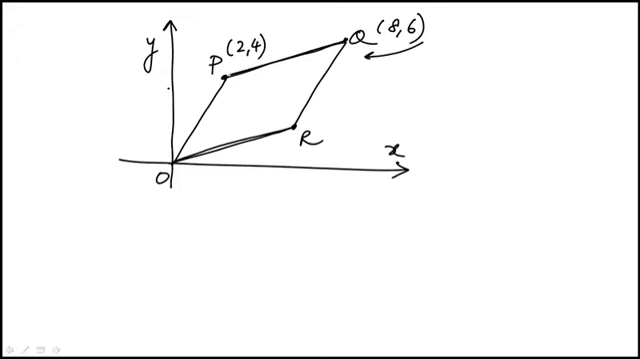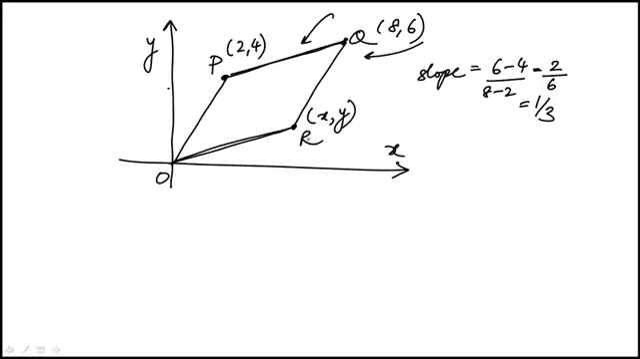In this case, what I'm going to do is find the slope of this line. So the slope would be (6 minus 4) over (8 minus 2), which is 2 over 6, or 1/3. And I know that the slope of this line, OR, would also be the same. So I'm going to call the coordinates here x and y, and they're unknown. I know this point here, the origin, is (0, 0). So the slope of OR is (y minus 0) over (x minus 0), and that needs to be equal to 1/3, which means y over x is 1/3.